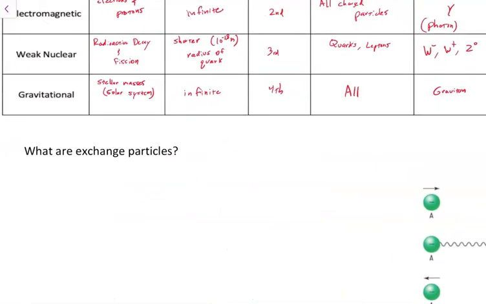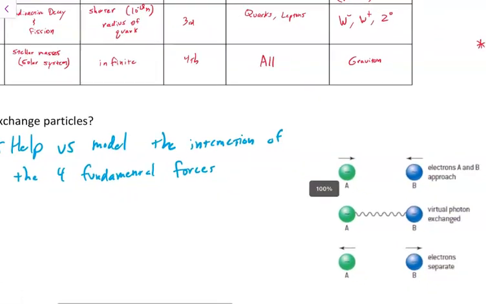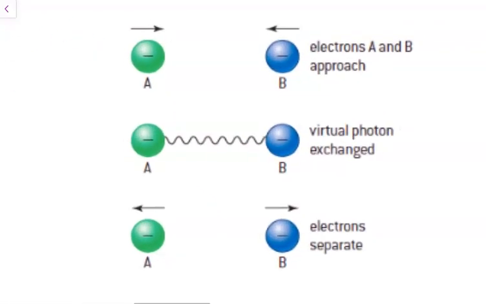So what are these exchange particles, these gluons, these W bosons, these gravitons, these photons? Well, they help us model the interaction of the four fundamental forces. Now, what's interesting is that these forces occur no matter what, no matter if there is a photon, no matter if there is a gluon, a graviton. They kind of show up when they need to.